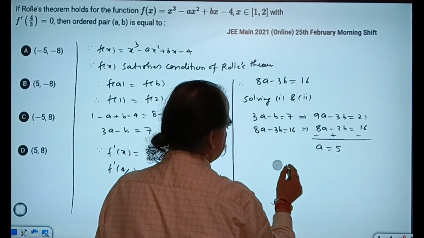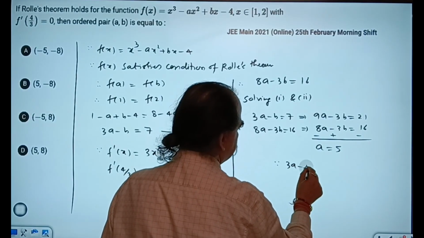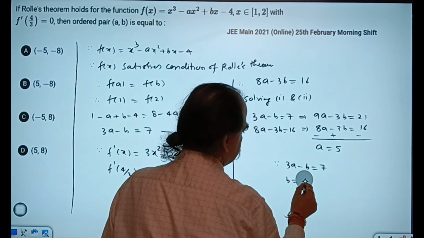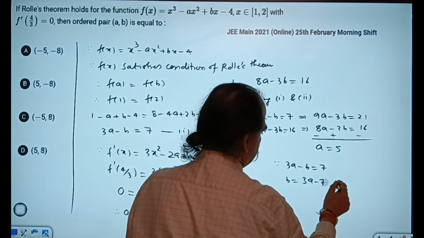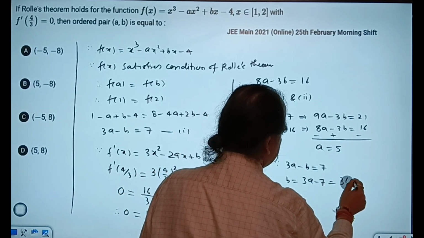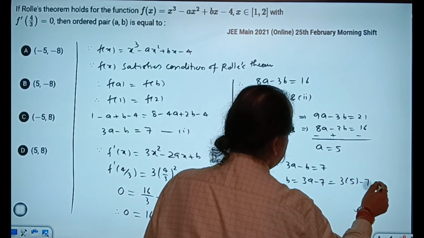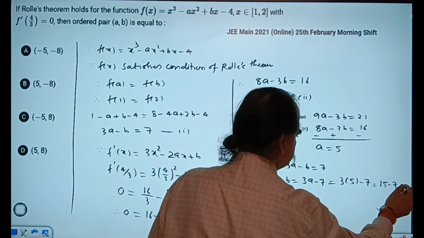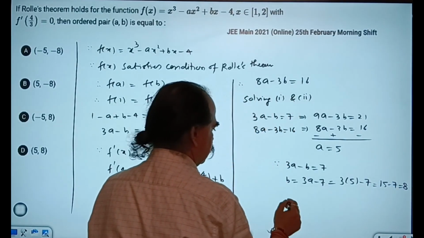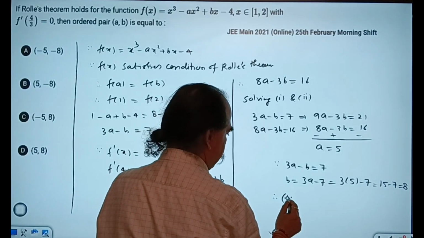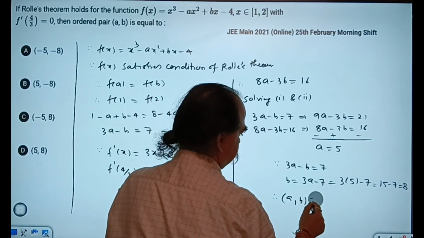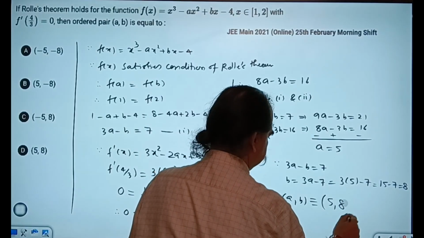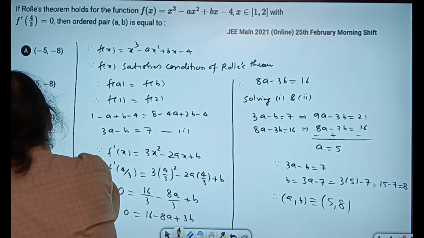Since 3a minus b is 7, so b is what? 3a, 3 into 5, 15 minus 7, 8. Therefore (a, b) is (5, 8). Answer B.